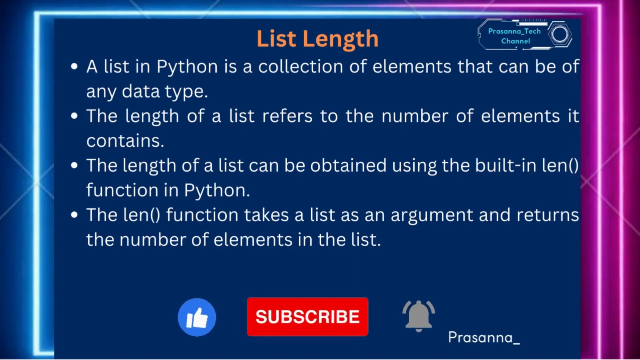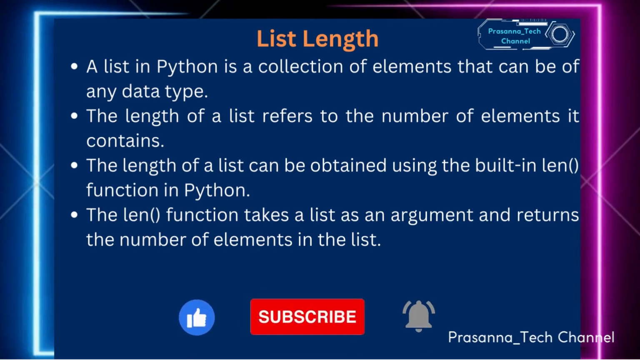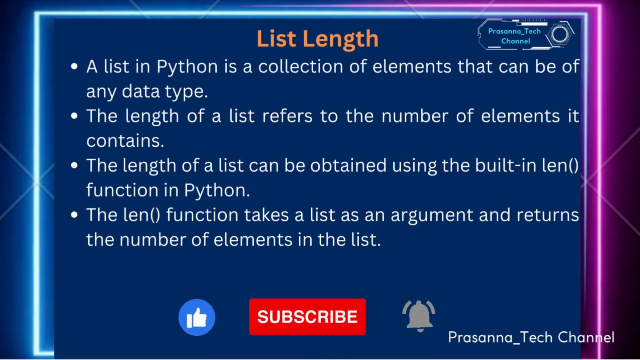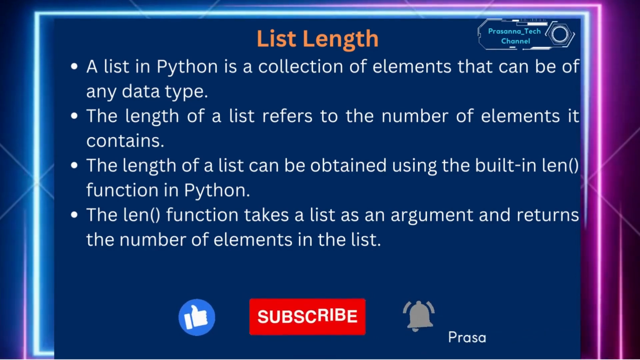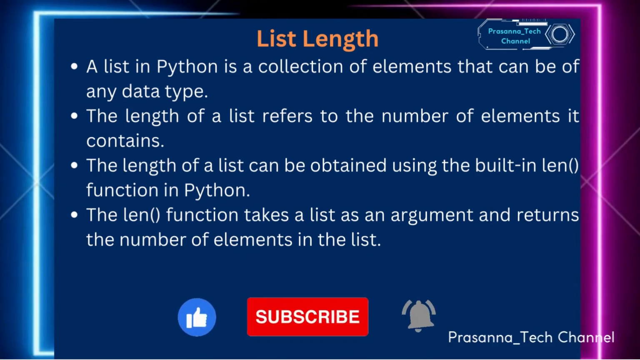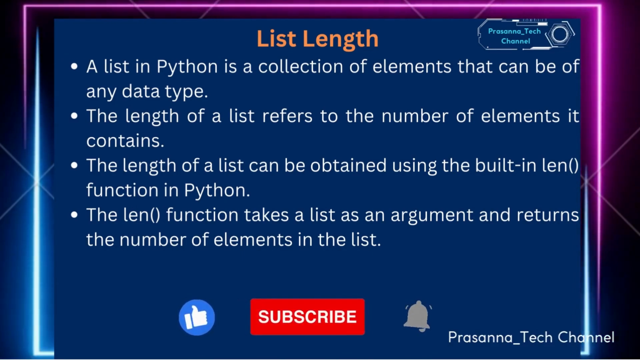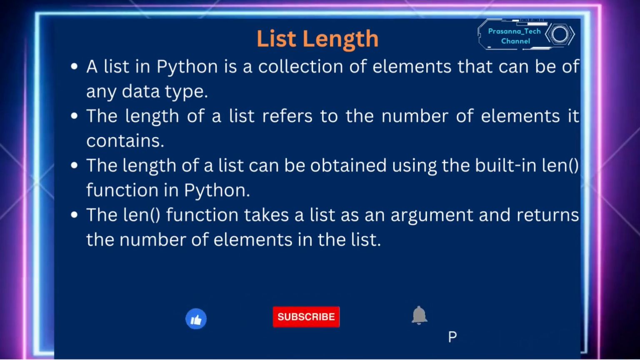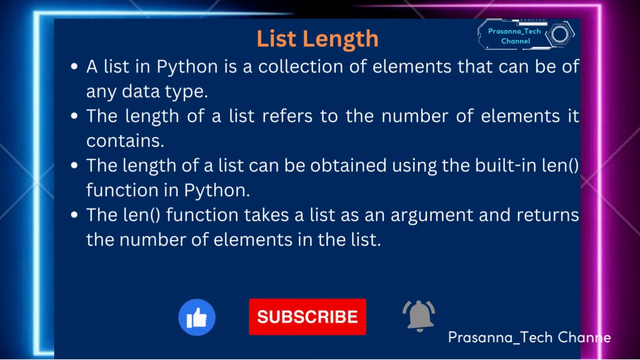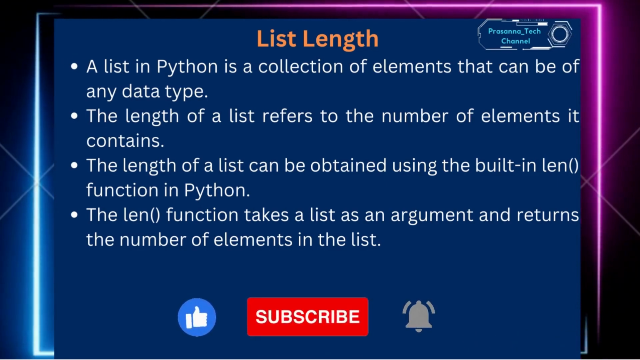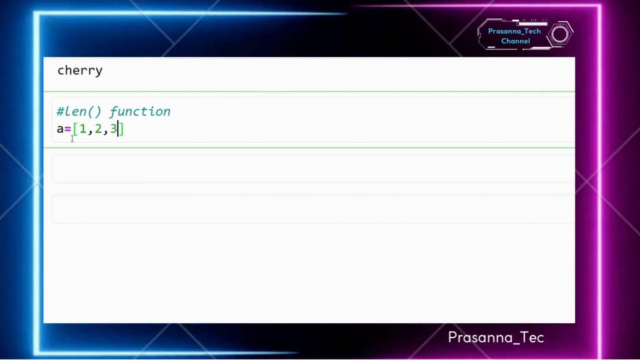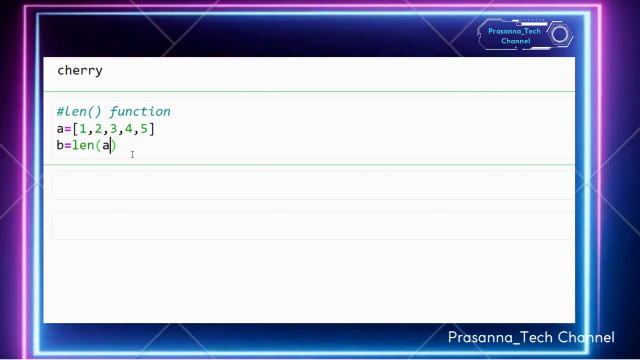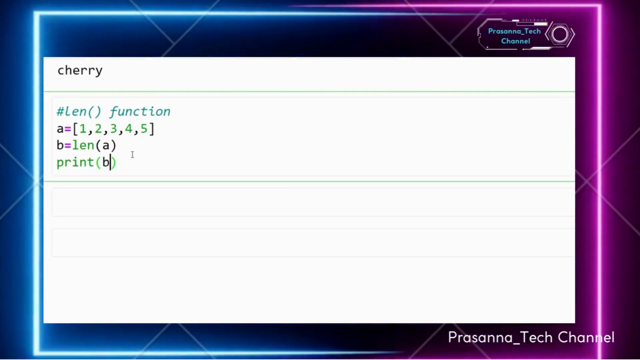List length. A list in Python is a collection of elements that can be of any data type. The length of a list refers to the number of elements it contains. The length of a list can be obtained using the built-in len function in Python. The len function takes a list as an argument and returns the number of elements in the list. Now let's take an example. a equals 1, 2, 3, 4, 5. b equals len of a, print b. And the result is 5.